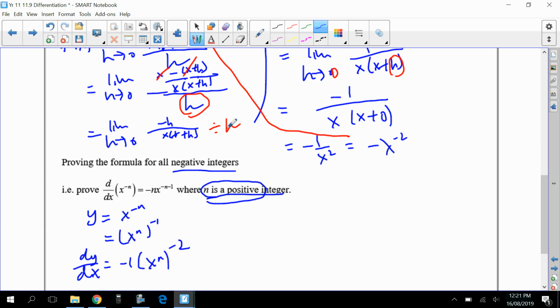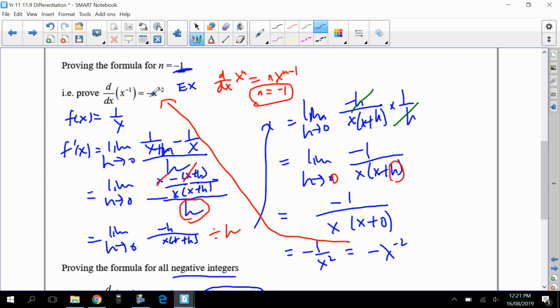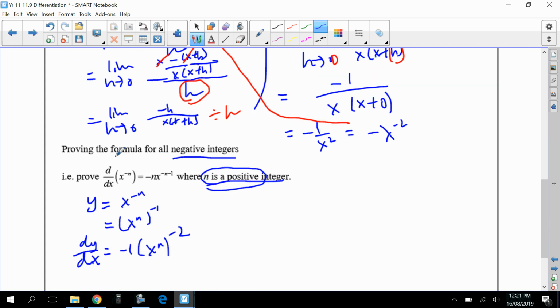Now, this is true because of the above. This is based on the formula we just proved before. We have just established that when you differentiate x power -1, it gives you this, which is what we're doing. And then we also have established before that when n is a positive integer, the derivative of x power n becomes n x power n minus 1, by the chain rule.